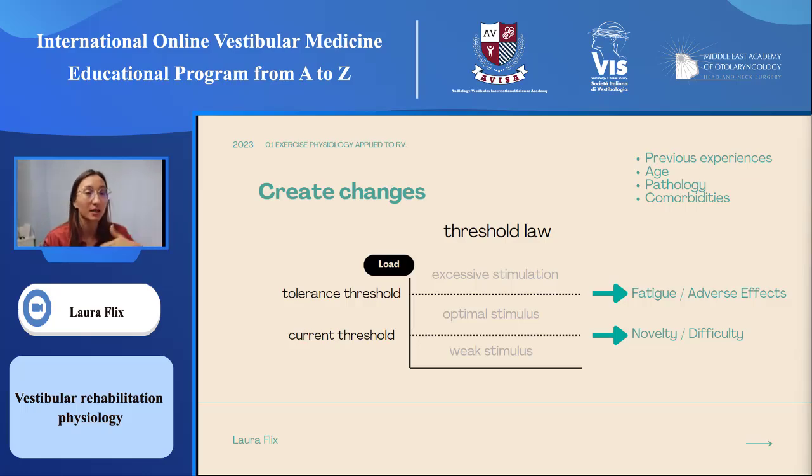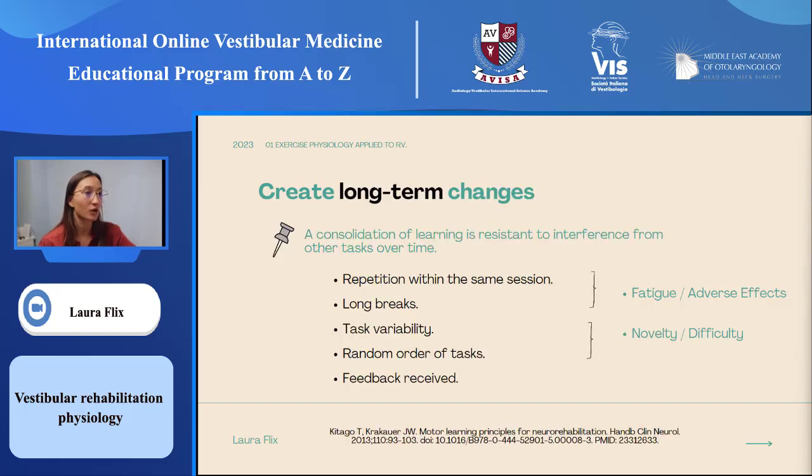The physiology may alter this capacity for improvement and will change those thresholds, and also the comorbidities that a patient has will affect these thresholds and the way that we dose the exercise. So to create those changes in the long term, there will be a consolidation of the learning, which is resistance to interference from other tasks over time. We can take into consideration several points, like repetition within the same session, which will be important, and doing long breaks also will be important, because this way we are taking into consideration the fatigue and the adverse effects that we talked about before.